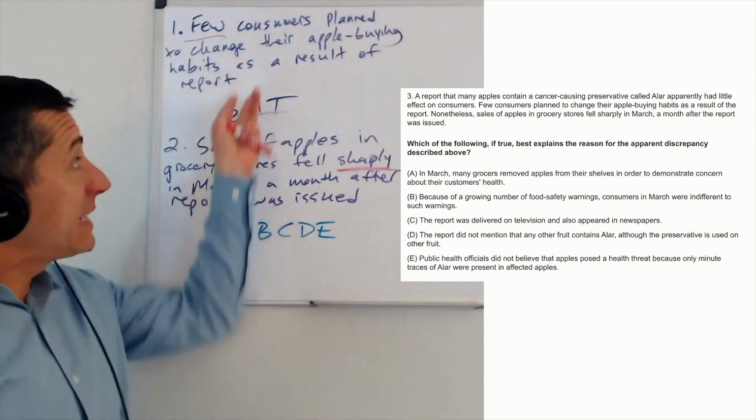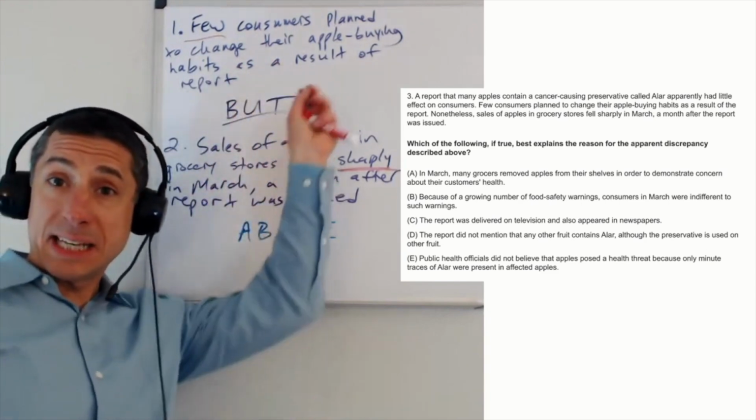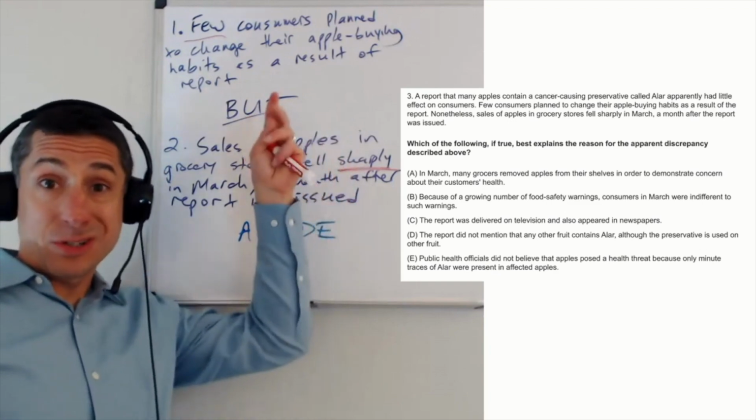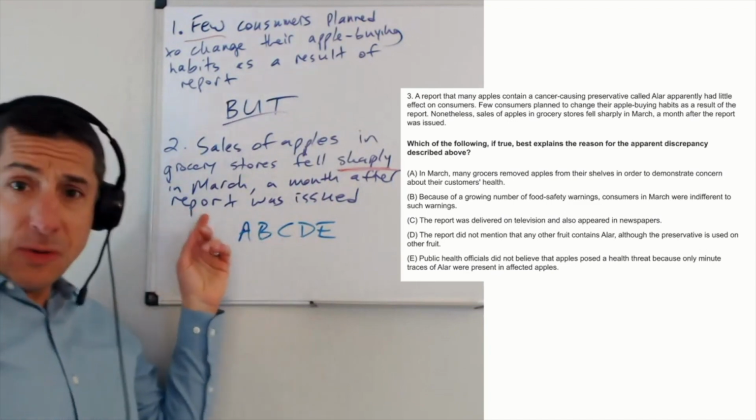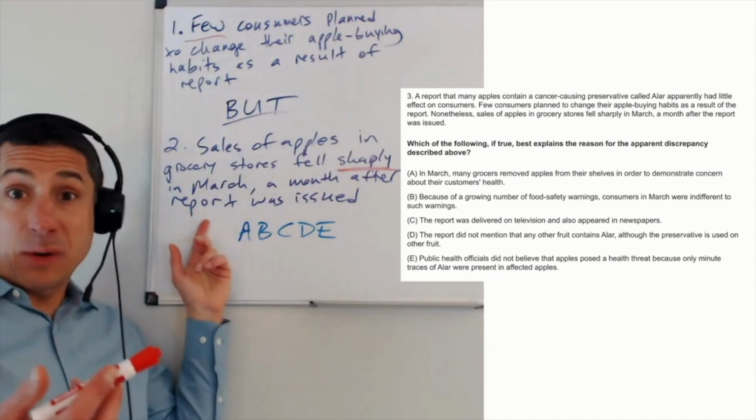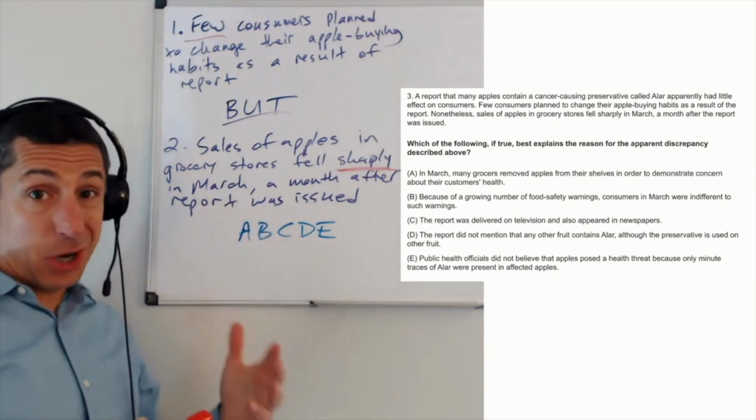Now, would this explain that discrepancy? Would it explain how these two things can coexist? Well, sure, the consumers are like, dude, I don't care. Cancer, no big deal. Apples are delicious. But if there's no apples on the shelves, that might explain why overall sales at grocery stores fell sharply.